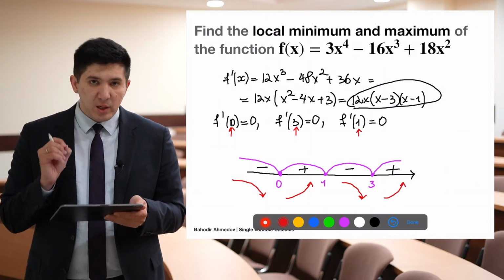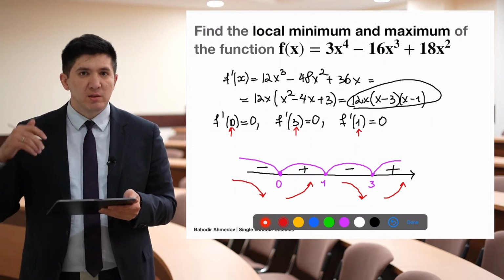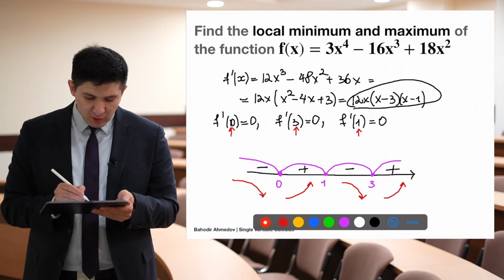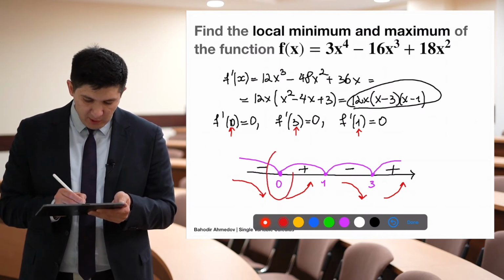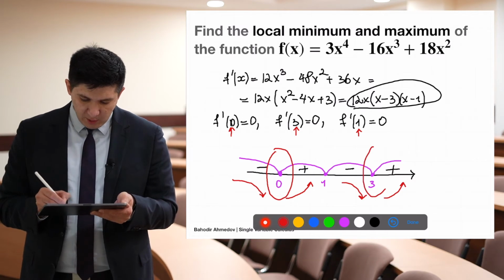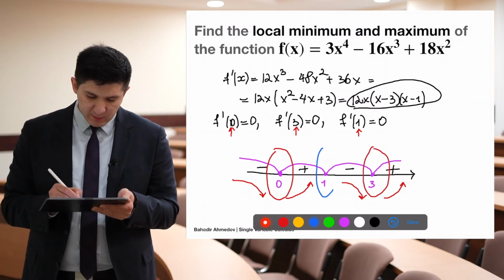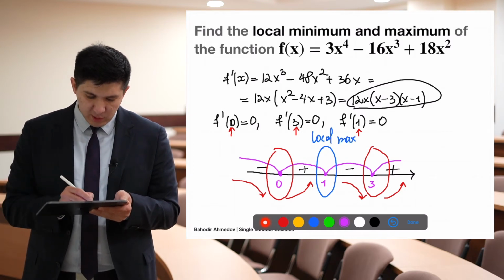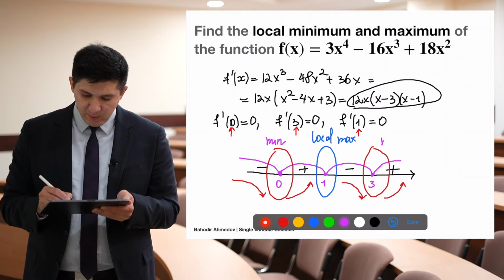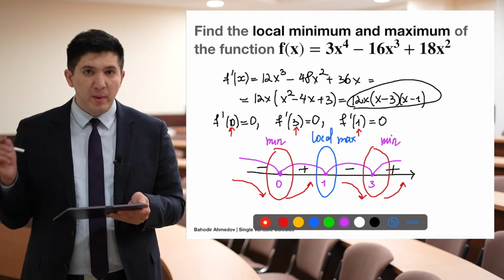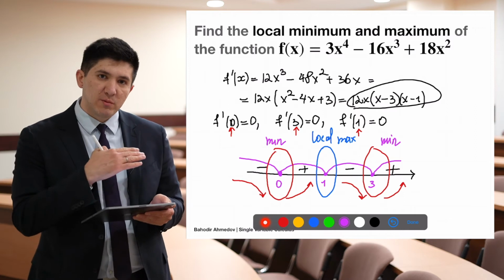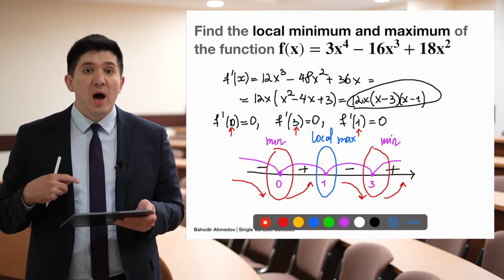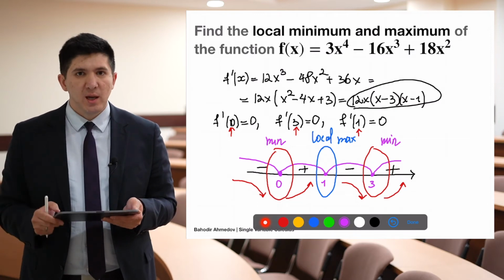So the derivatives are equal to 0, or the tangent lines are simply horizontal at the 3 points. But the function is going to have a local minimum at this point, and at this point, and a local maximum at this point. Remember, a local minimum means the function decreases before this point and increases after it, and a local maximum means the function was increasing before this point and decreasing after it.